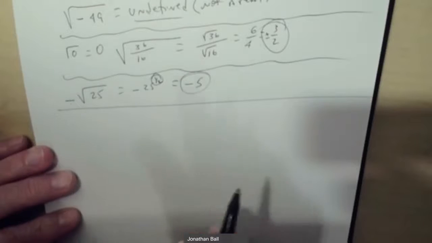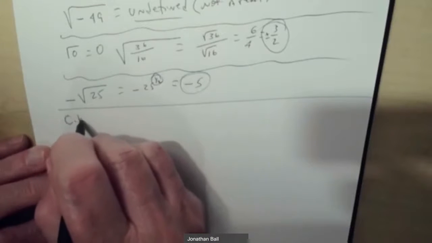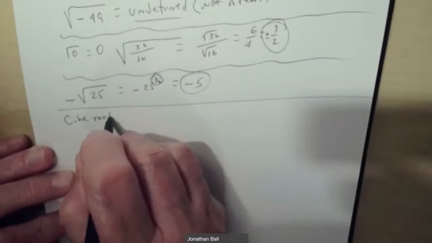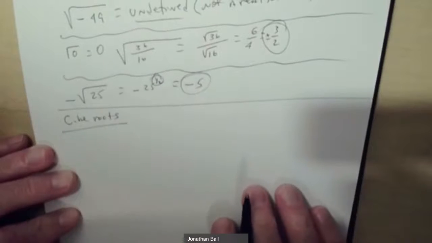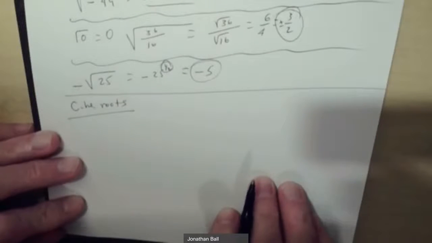Now, cube roots. Cube roots means what number times its own self.